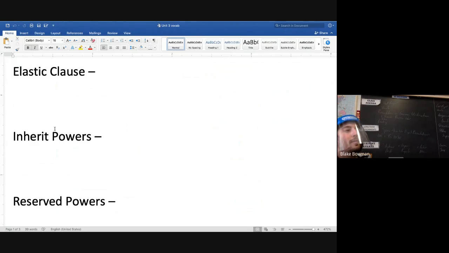Reserve powers. Final, last one. Reserve powers. What are they? Lydia, what do you got for reserve powers? All right, so reserve powers, easy way to remember it, they're just state powers, okay? So they're state powers, they're reserved for the states, okay? They're powers that are not stated in the Constitution, okay? They're reserved for the states, okay? So the states have a set of reserve powers.